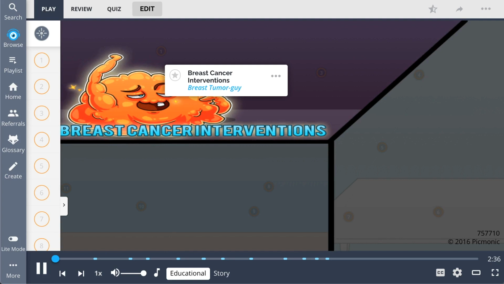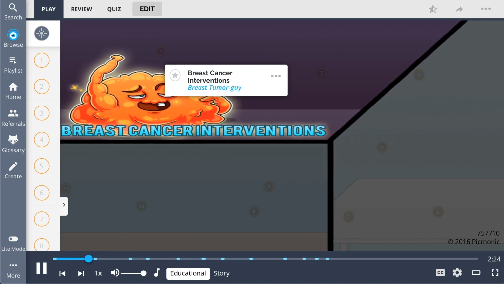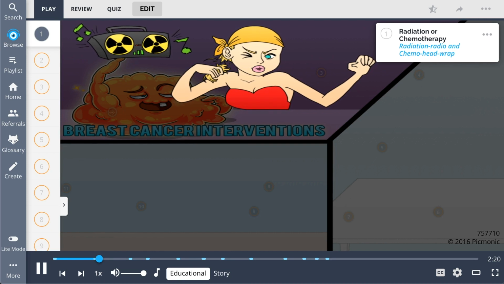This is a continuation of breast cancer diagnosis, where a woman met her match, the breast tumor guy, through an online dating site, and the two were married. Now the woman wants to cut this husband, breast tumor guy, out of her life, describing interventions for breast cancer. He's always blasting a radiation radio, forcing the woman to wear a chemo head wrap because she's pulling out her hair so much. This represents radiation or chemotherapy as possible treatment options for those diagnosed with breast cancer.